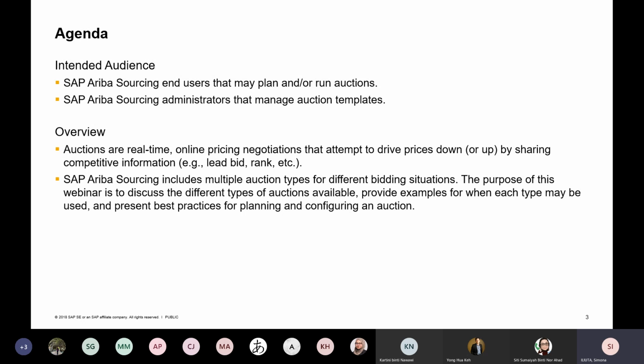And this is important for us to be aligned and to agree that we all have the same understanding on what an auction means for SAP Ariba, for an e-auction. The e-auction is a real-time online pricing negotiation that basically will allow you to attempt to drive prices down or up. And we will see that this will depend on the type of template that you use.